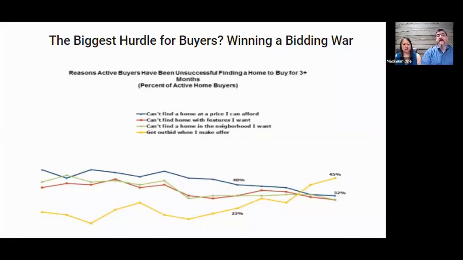That continues to be our number one reason why our buyers are losing. The number one reason is that they get outbid when they make an offer. At 32% is that they can't find a house that they can afford. We know that affordability is going to continue to be an issue right now. Right now with the price appreciation we've seen, that is a challenge.